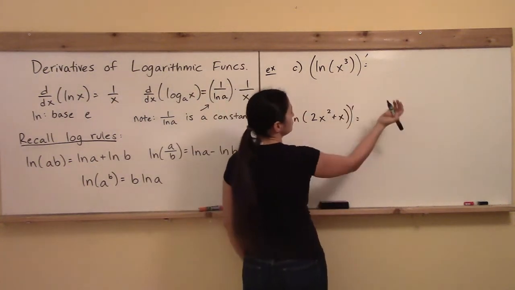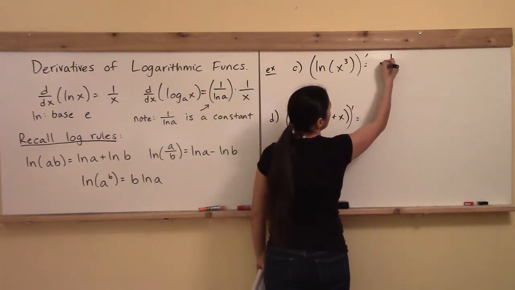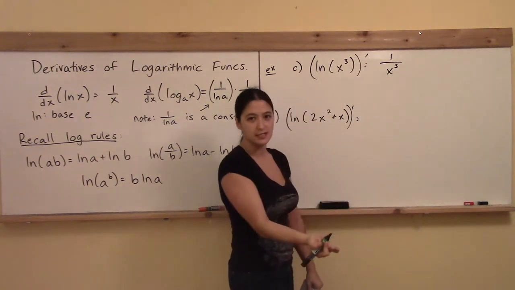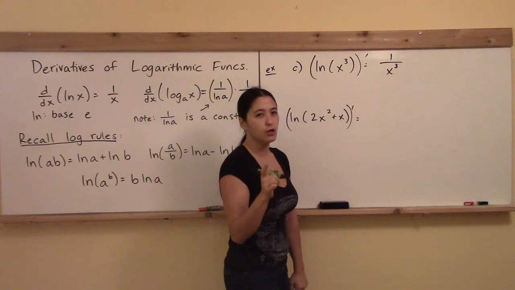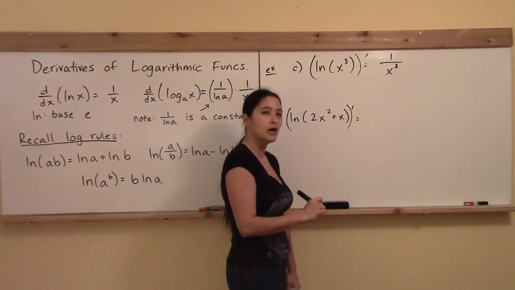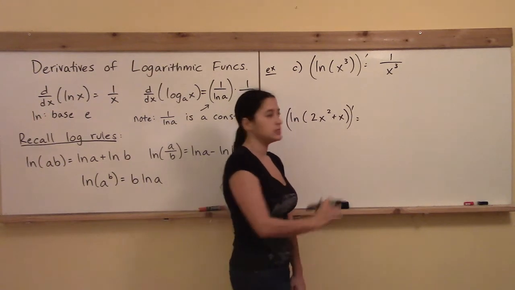If I see x cubed as the inside function, the derivative of the log of that is going to be just 1 over that inside stuff. But don't forget the chain rule. The chain rule has to be enacted almost every time on questions such as these.